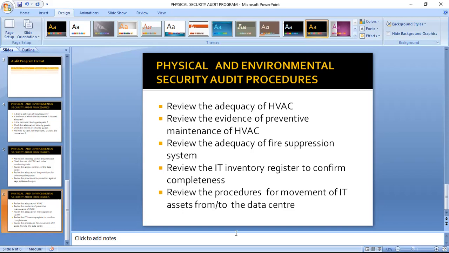So this is just a brief of the IT audit checks we do when we are auditing the physical and environmental security in an information processing facility.